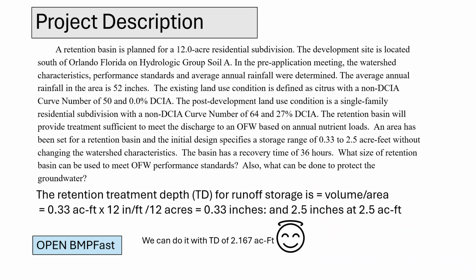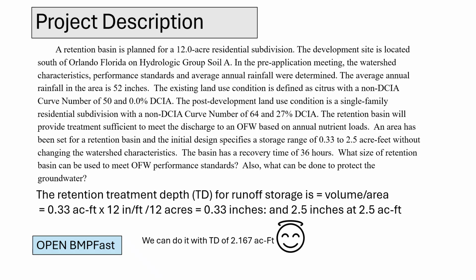Here, we're presented with an example problem designed to illustrate the input data and removal effectiveness of a retention basin using the BMPFast software. The project involves a planned retention basin for a 12.0-acre residential subdivision situated south of Orlando, Florida. The development site is characterized by hydrologic group soil A, and from the pre-application meeting, we know the average annual rainfall in this area is 52 inches.